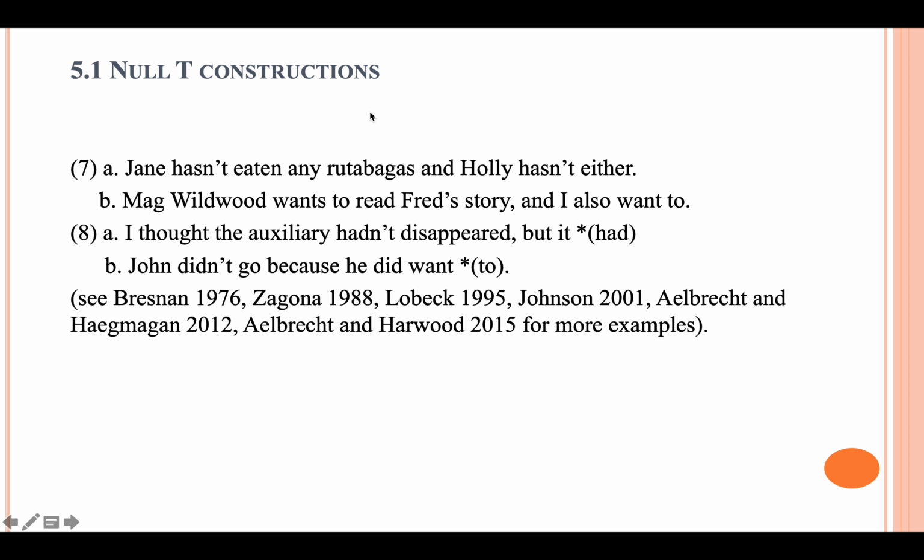I think my assumption can be supported by different kinds of phenomena. Now let's have a look at this one. In this sentence, the complement of T is elided, and T is overt, so this sentence is grammatical, and this sentence is grammatical too. But in this sentence, the head T is null. So when the head T is null, its complement cannot be elided. The same is true of this sentence.